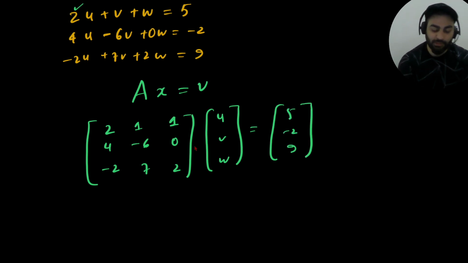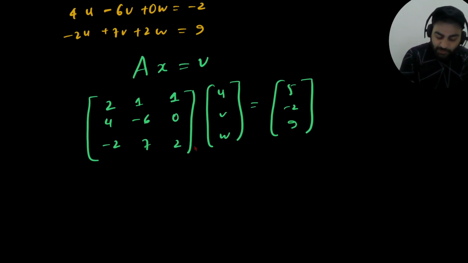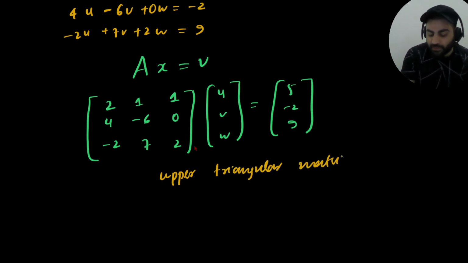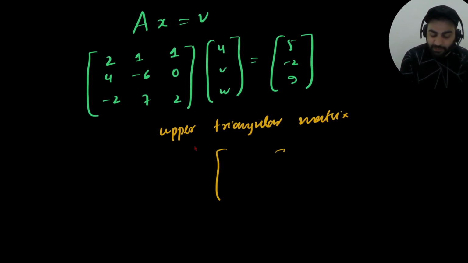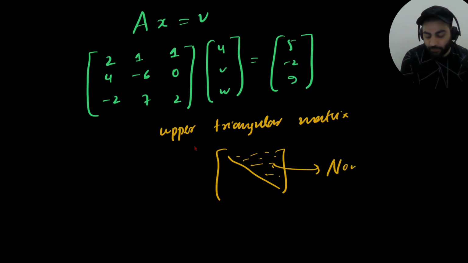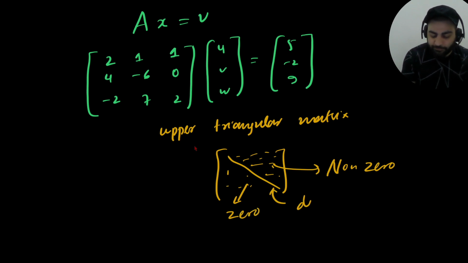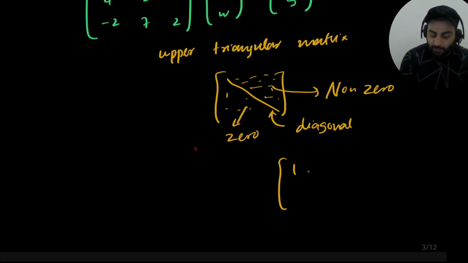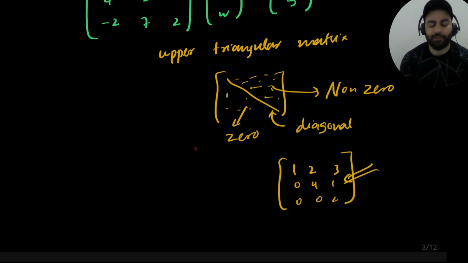So how Gaussian elimination works is, the first thing is we want to create what is called an upper triangular matrix. What is the meaning of upper triangular matrix? It basically means if there is a diagonal, like this, all the entries above this diagonal are non-zero, and every entry below this diagonal is 0. This is called the diagonal. Let's take an example of a matrix. Here we have 1, 2, 3, then 0, 4, 1, then 0, 0, 2. So this here is an upper triangular matrix.